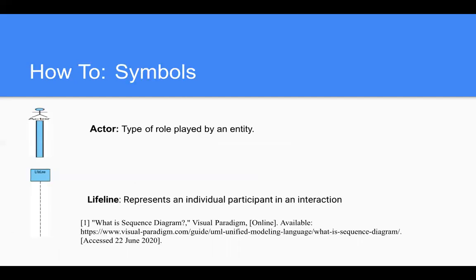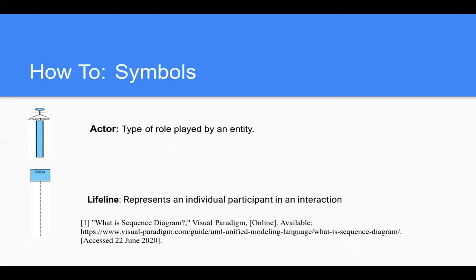All right, here we're going to discuss a little bit about the symbols involved with the UML sequence diagram. The first symbol that we have is an actor. Basically it's just a type of role played by an entity. It is external to the subject, in the sense that an instance of an actor is not part of the instance of its corresponding subject. It also represents roles played by human users, external hardware, or other subjects.